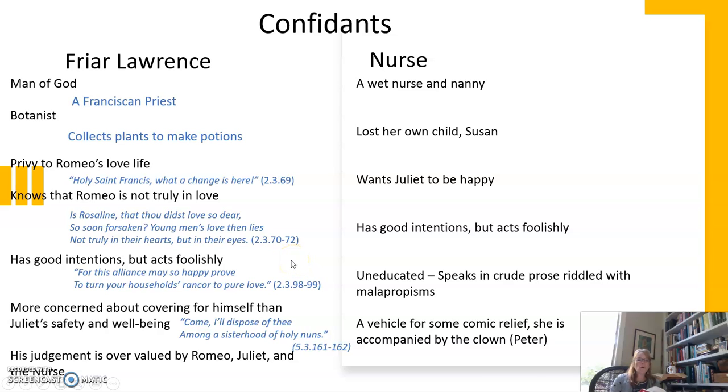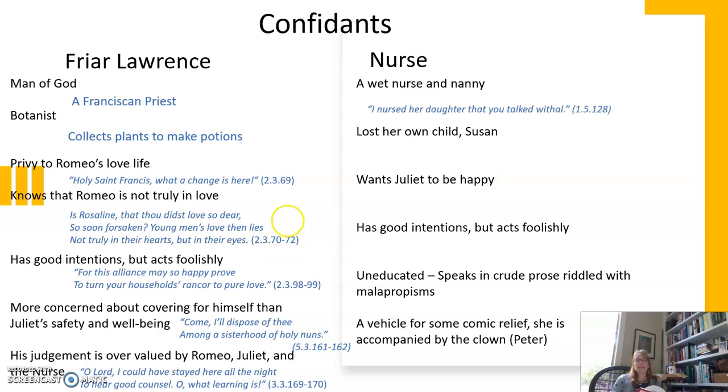His judgment is overvalued by Romeo, Juliet, and the nurse. The nurse says, "Oh, I could have stayed here all night to hear good counsel." I don't think so. But then that's the nurse. She is a wet nurse and a nanny to Juliet, and she lost her own child, which is probably why she is so capable of taking care of her in this way and loving her.